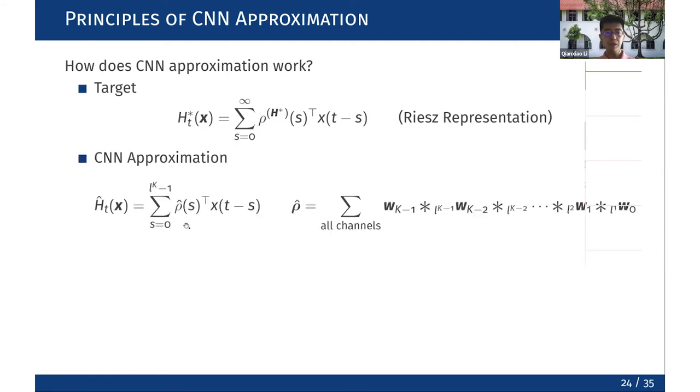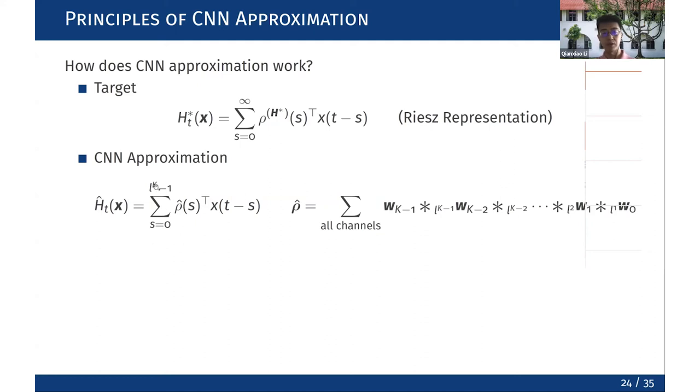Now, what the CNN approximation does, if you write out the equation, is that it's also approximating this rho by what we call rho hat, except that now this CNN approximation is finite. The index only goes to L to the K minus one because you only have K layers and each layer has a dilation factor L. So the sequence of rho that you can approximate, that is non-zero, that you can actually adjust, is only up to L to the K minus one. So this is a finite approximation of this integral, this convolution.